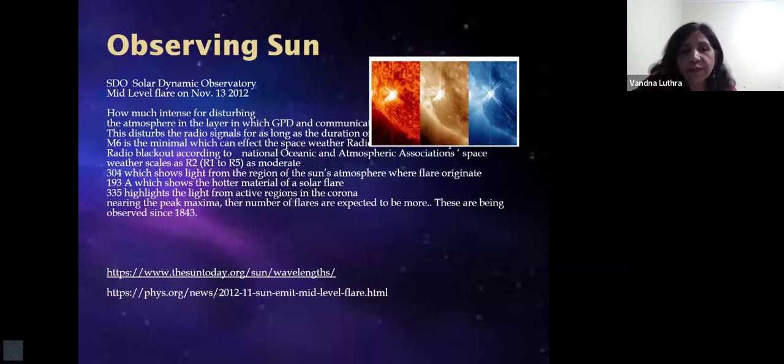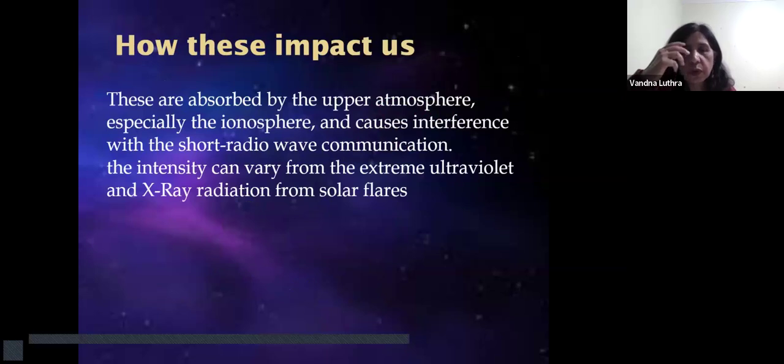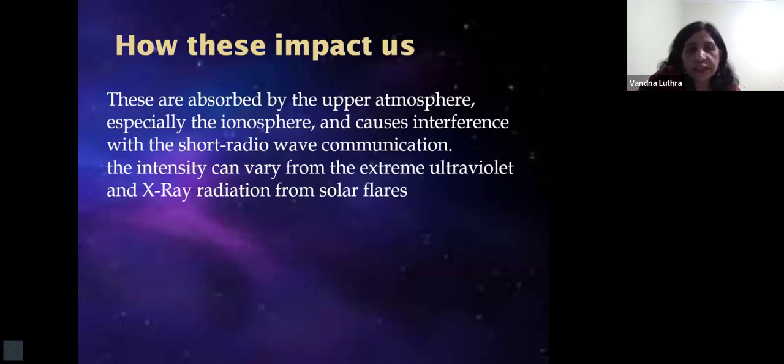There is also a view which shows the light from the region of the sun's atmosphere where flares originate. In this manner, different things can be observed. One can see in the different wavelengths of these three figures a depiction of a flare which is originating, in this particular case a mid-level flare of the order of M6. These impact us because they are absorbed by the upper atmosphere, especially the ionosphere, and cause interference with short radio wave communication.